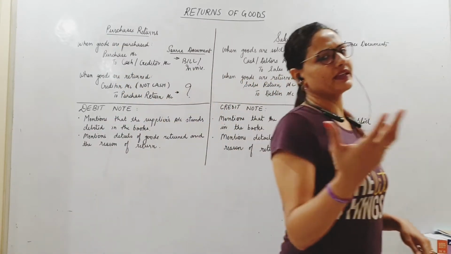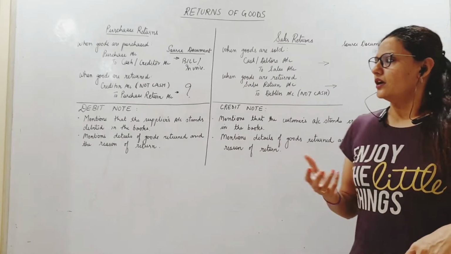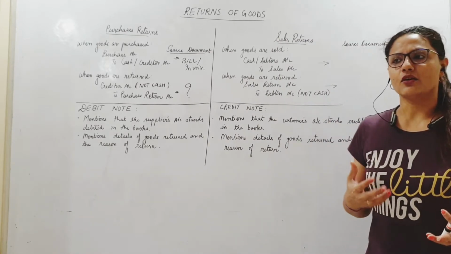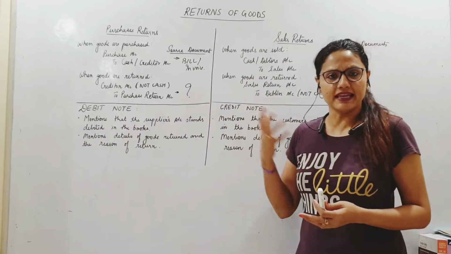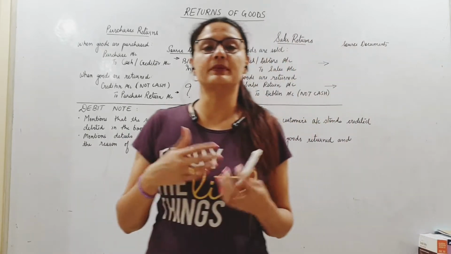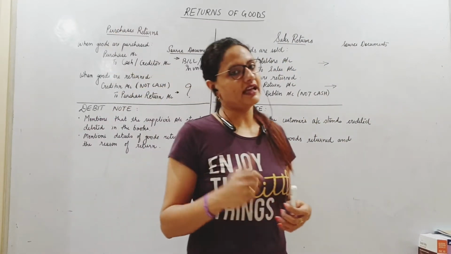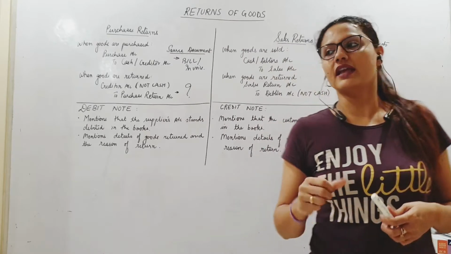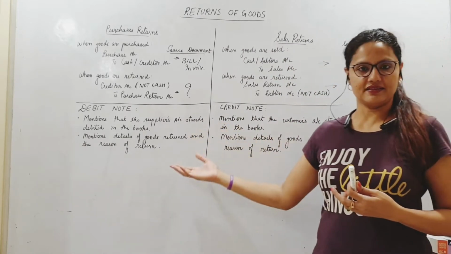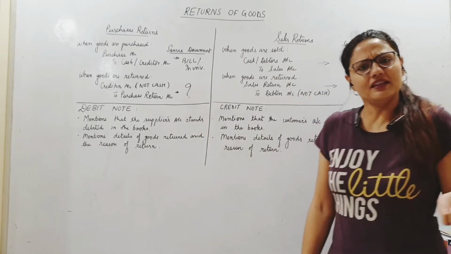And you might get questions like, which is the document on the basis of which you pass this entry of a purchase return. So you will have to say, it is a debit note and what is it? This. Here.